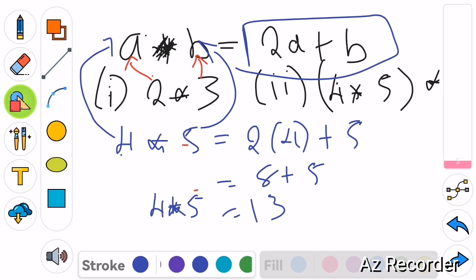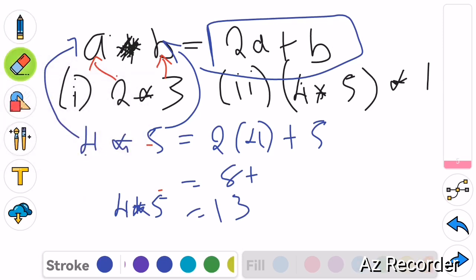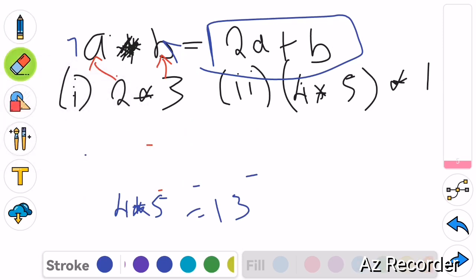Yeah? So what are you going to do now? What you're going to do is that you're going to get your answer that you found for 4 star 5, and then you use it with the star 1. So you're going to say, okay, where there is 4 star 5, I can replace it with 13. So I'm going to say 13 now, star 1. Since it was 4 star 5 star 1, so since for 4 star 5 I've answered 13, so I can say 13 now star 1, and then replace it in the same binary operation.